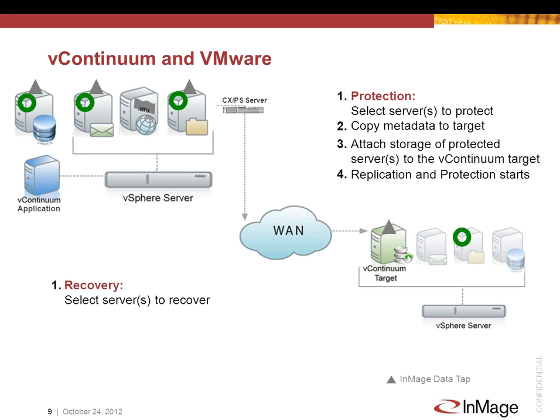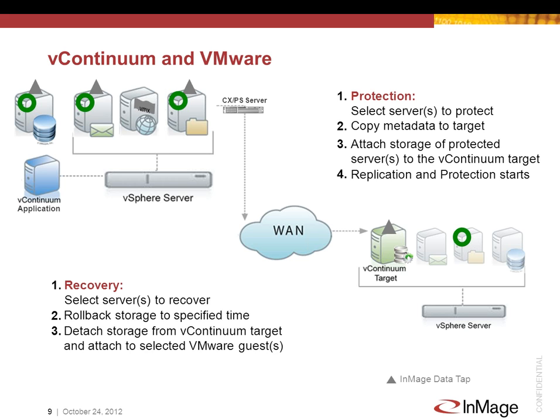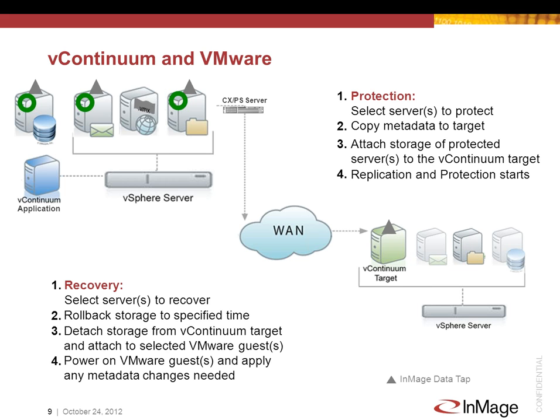When it comes time to recover a machine, you simply select the one or more machines that need to be recovered. The next step is you will roll back the storage to the specified time that you need, whether it's a known consistency point or a specific time. The vContinuum target will roll back the appropriate volumes to that point in time. It'll detach that storage and attach it to the target machine. It'll then power on that target machine and be ready to go.